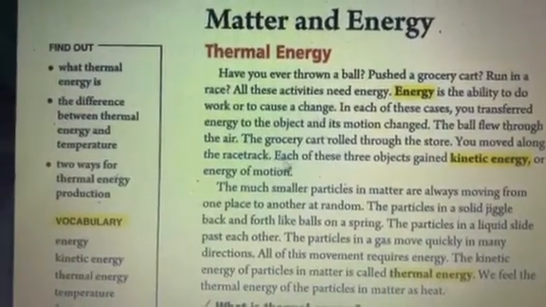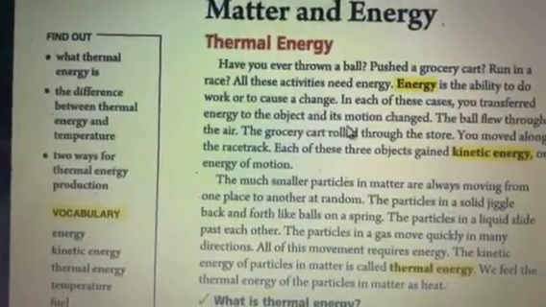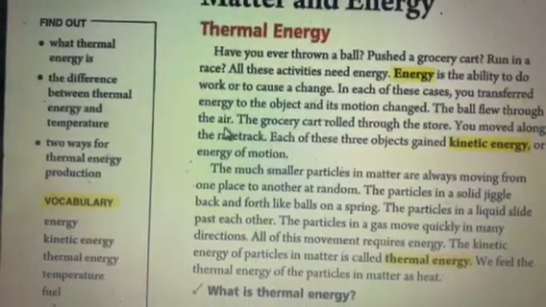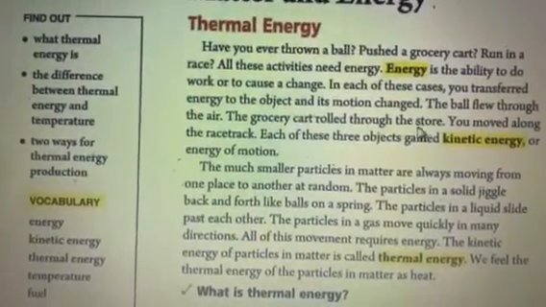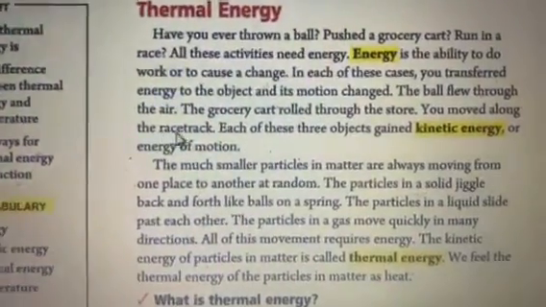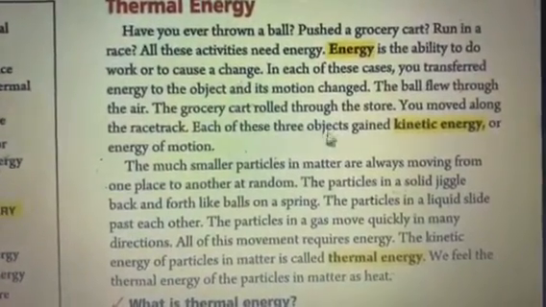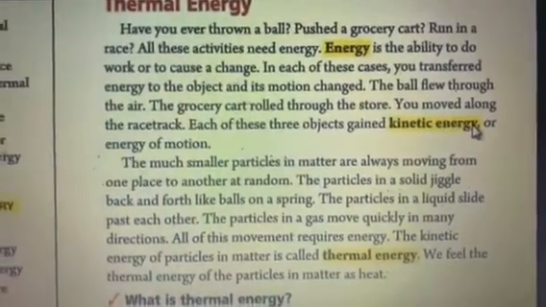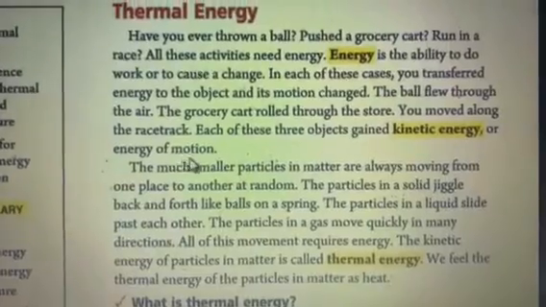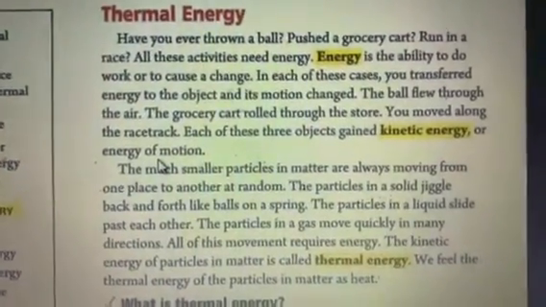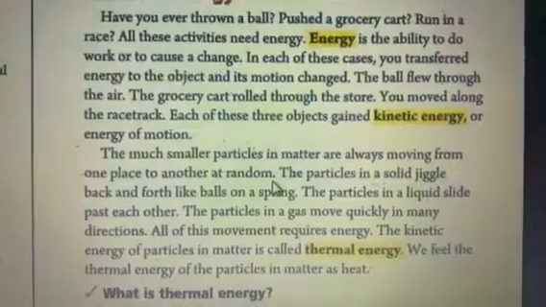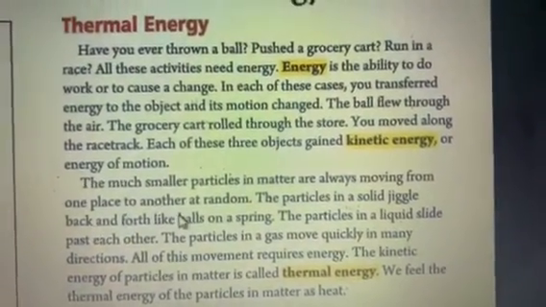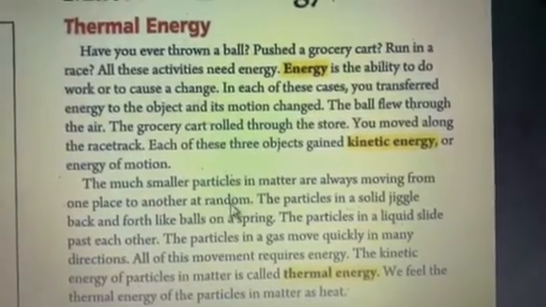So when you transfer energy to an object, its motion changes. So the ball flew through the air, the grocery cart rolled through the store, and you moved along the race course. All of these three objects gained what? They gained kinetic energy, or we can say energy of motion. The much smaller particles in matter are always moving from one place to another at random.